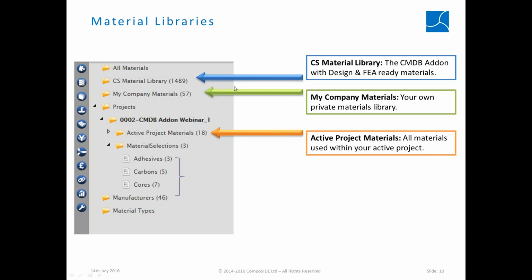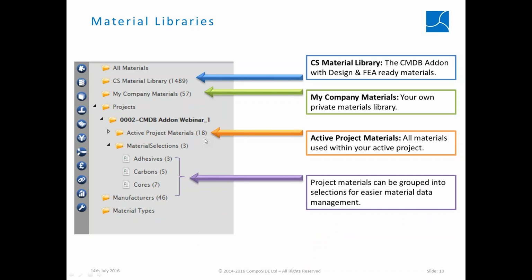And the process is really just to take the materials you're interested in using in your projects and drag and drop them into the active project material. So as you can see, in CompoSIDE we have close to 1,500 materials in our library, but we can work with a subset of 20 across all the modules just for the active project. And you can do further material selections by grouping them according to categories that make most sense to you.